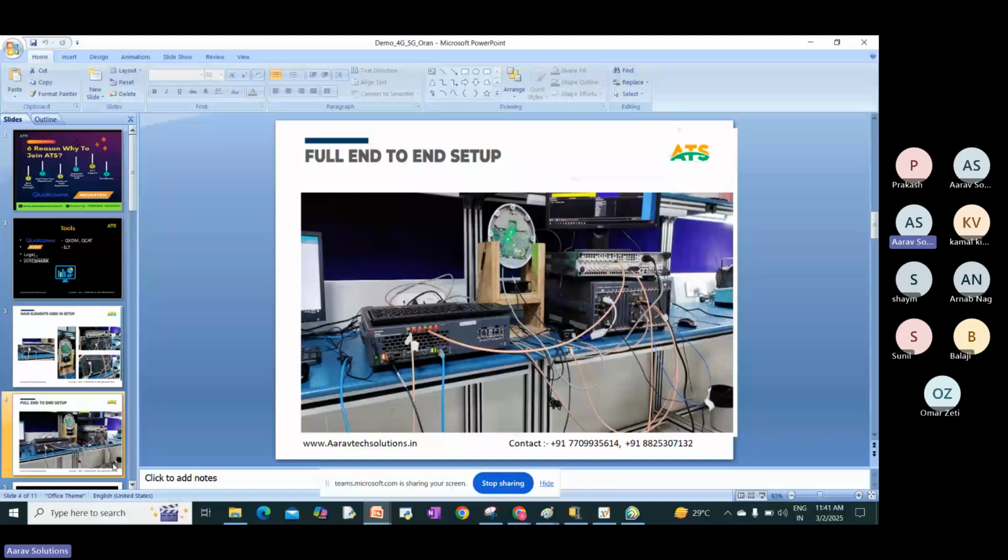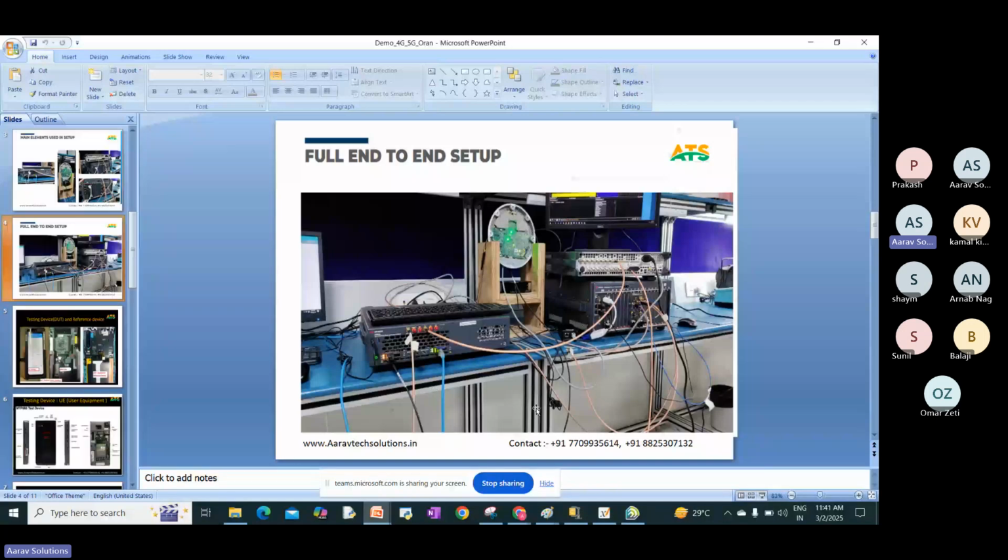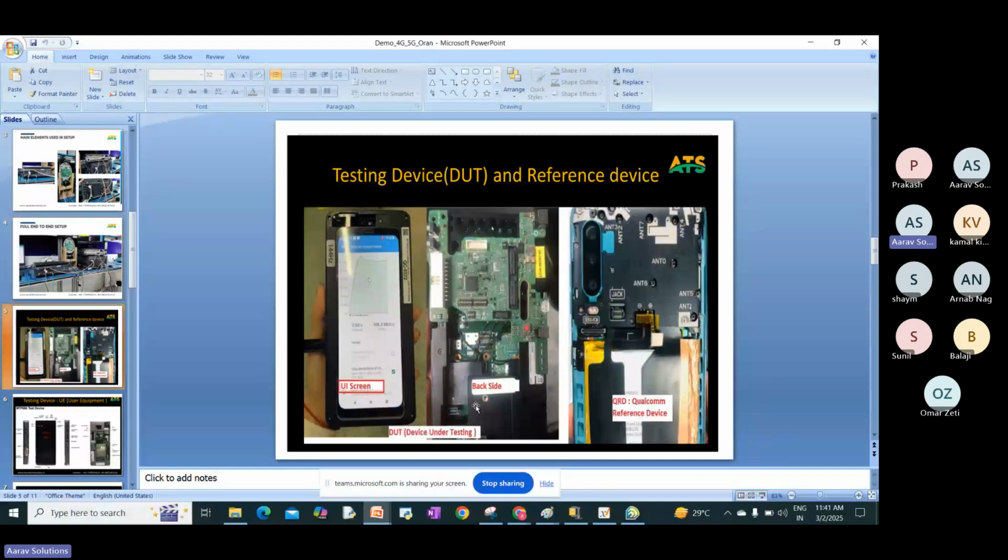We will discuss how to make connections, what different ports we have, and what the impact of each port is. Everything we will discuss with you. Then this is again the UE, our device and its details. These things we will also share as part of day-to-day activity.